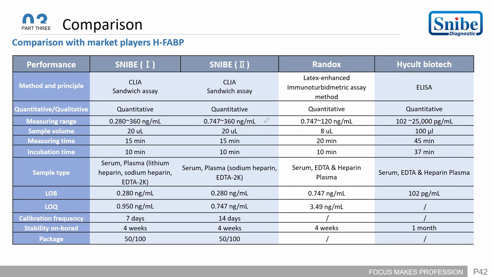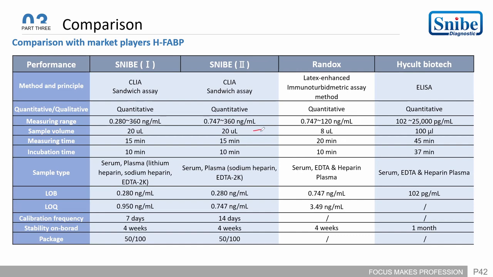If we look at the measuring range, it's up to 360 nanograms per ml, which is better than the Randox. And in terms of ELISA, we have a smaller measuring range of 250. If we convert, because this unit is in picograms per ml, it's 250 nanograms per ml. So across the board, we have a broad measuring range for the HFABP assay.